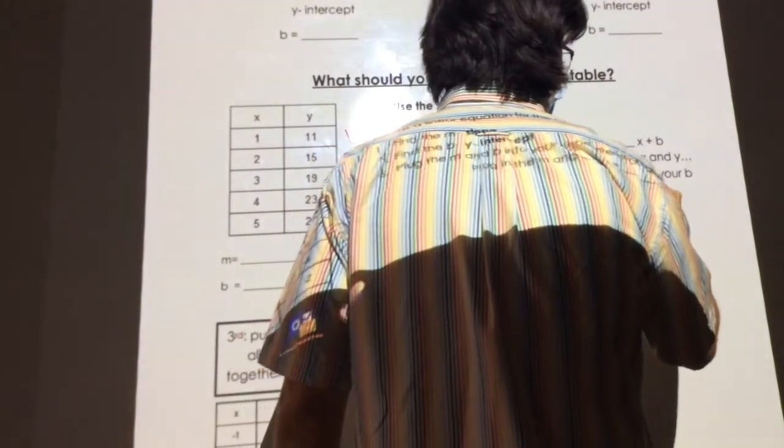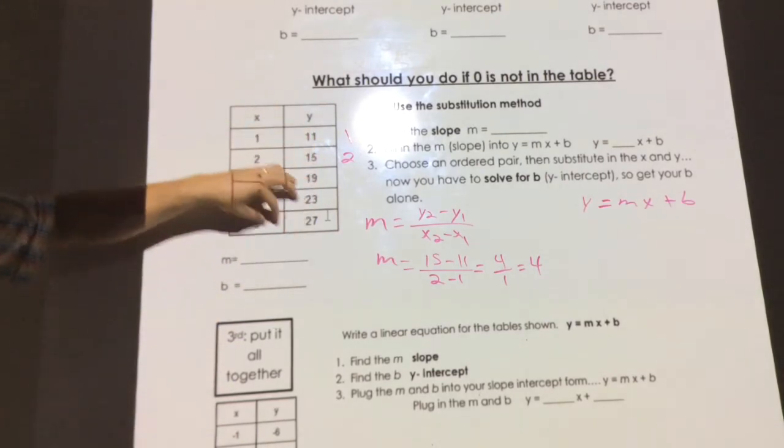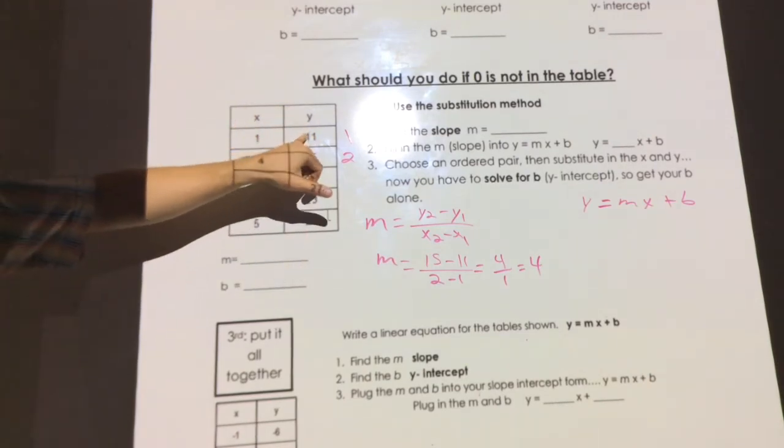Y equals mx plus b. Are we okay with that? Y equals mx plus b. Okay, now what we're trying to do, we're trying to solve for our y-intercept. Can everybody agree with me on that? Do we agree that all of these points are on the line? So you agree that this is an x and this is a y value.